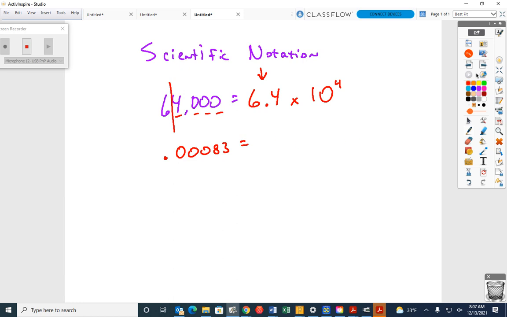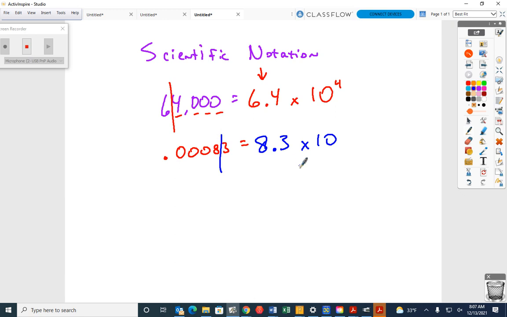Do I do this the same way? Left to right. What's the first non-zero number I see? What comes after that 8? 3. Point, and then what? 3 times 10. Now, here's the difference. This time, wherever I put my decimal, which in this case was right here, I have to count to the beginning of the number where the decimal was. But in this case, I don't go to the right. Which direction am I going? And anything on the left is going to be what?